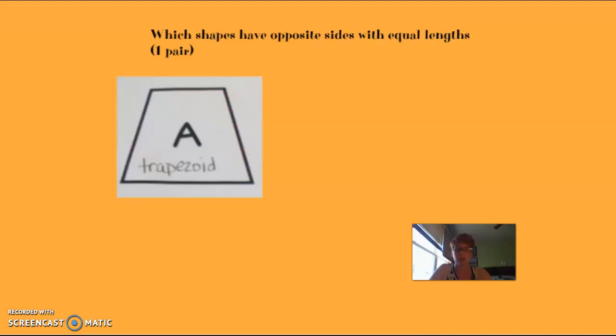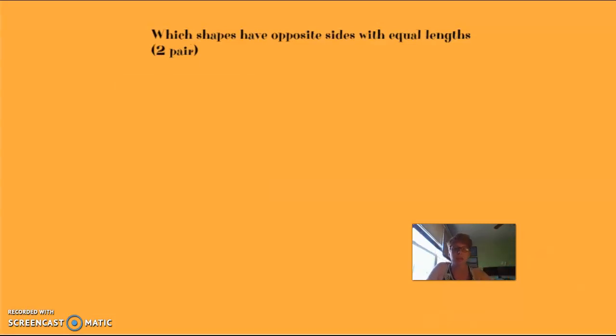Let's go on to our next attribute. So clear away your shapes. Let's figure out what the next one's going to be. Which shapes have two pairs of sides with equal length? Two pairs. That means that the top and the bottom are the same, and the left and the right are the same. Now that does not always mean that all four sides are the same. That just means the top and the bottom match and the left and the right match. So pause the video and find those shapes and come back to me.